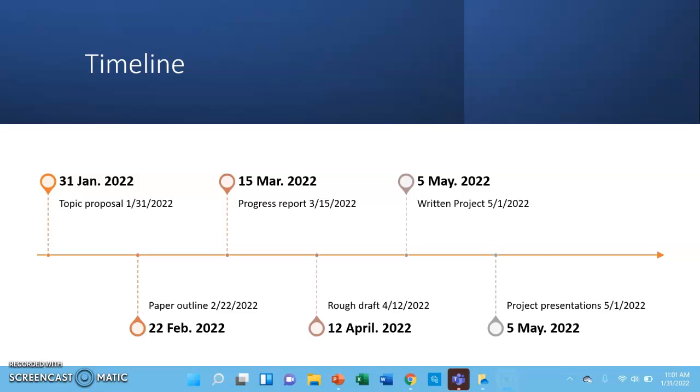My timeline for this project would be the topic proposal being January 1st, 2022. The paper outline being February 22nd, 2022. A progress report on March 15th, 2022. Rough draft will be done April 12th, 2022. A written project would be May 5th, 2022, as well as the project presentation. I'm hoping that everything will go smoothly.